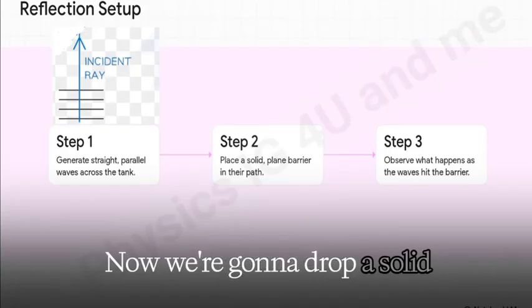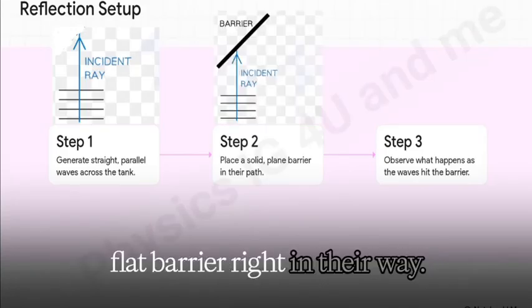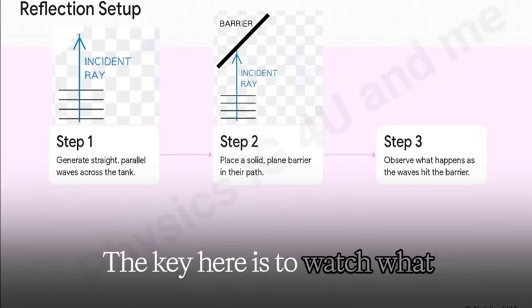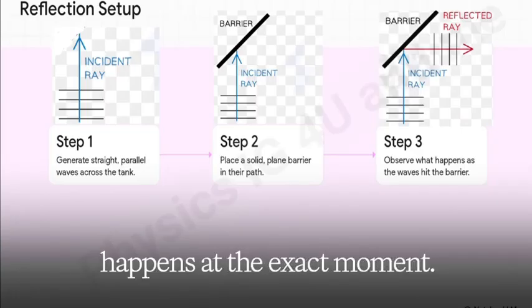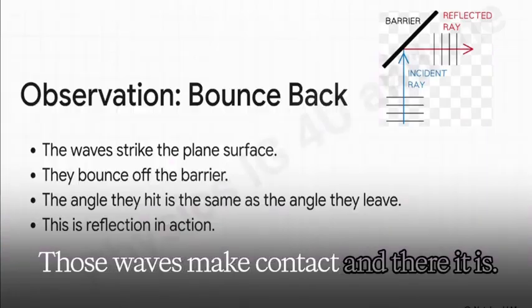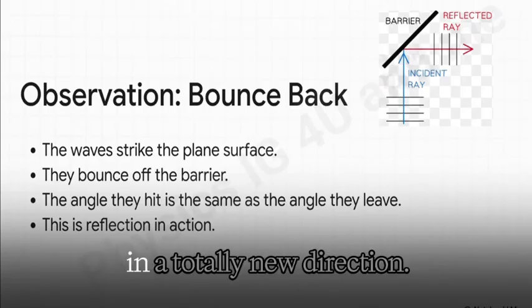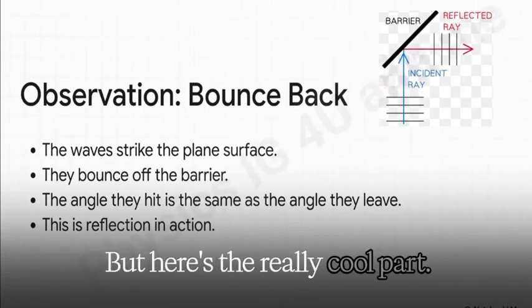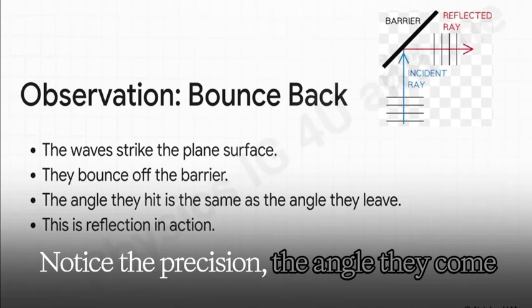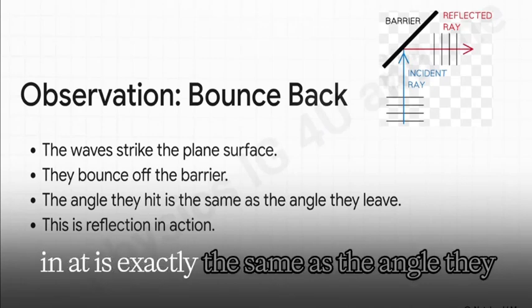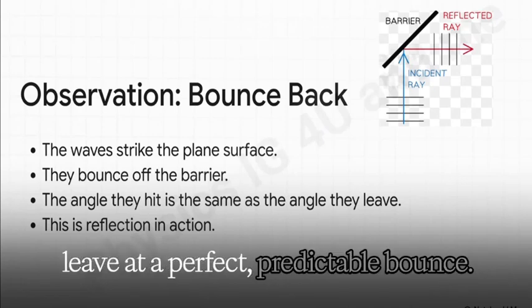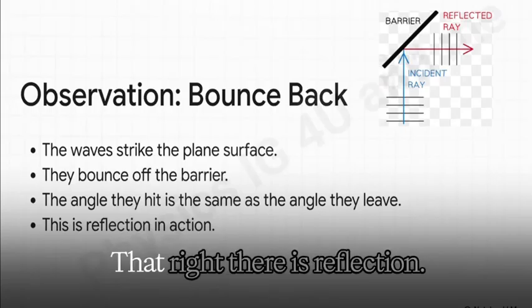Now, we're going to drop a solid, flat barrier right in their way. The key here is to watch what happens at the exact moment those waves make contact. And there it is. The waves hit the barrier and just bounce right off, heading in a totally new direction. But here's the really cool part. Notice the precision. The angle they come in at is exactly the same as the angle they leave at. A perfect, predictable bounce. That, right there, is reflection.